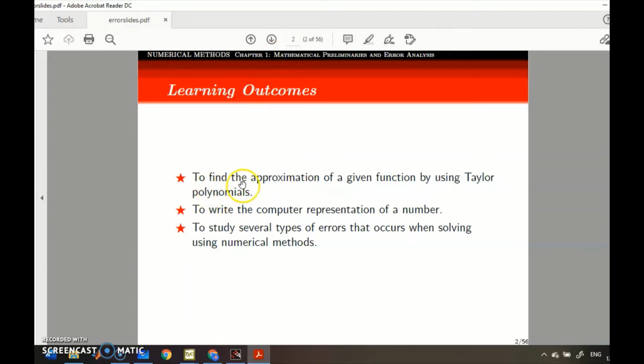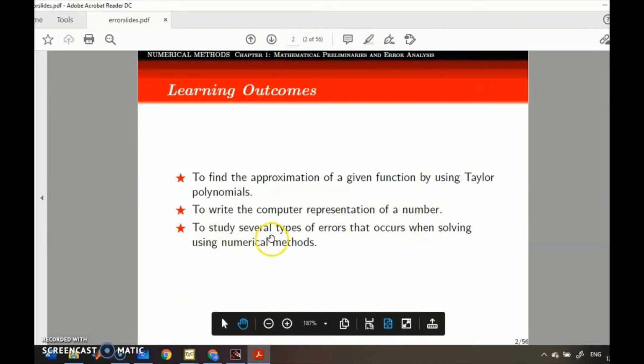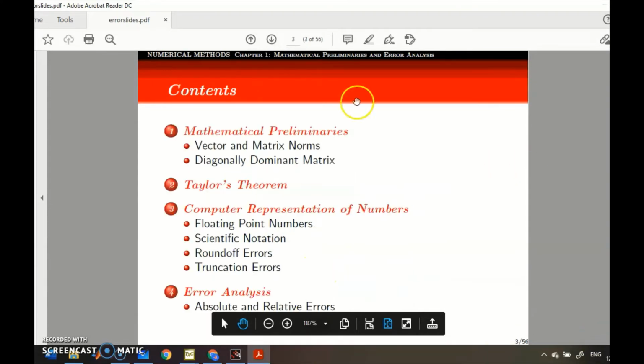The aims are to find the approximation of a given function by using a Taylor polynomial, to write the computer representation of a number, and to study several types of error that occur when solving using numerical methods. So these are the contents that we're going to look at.